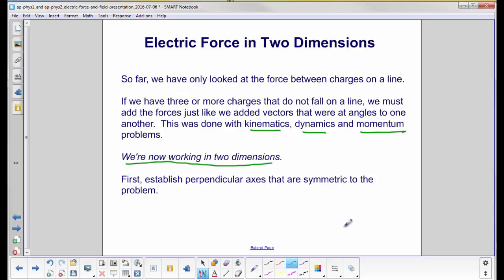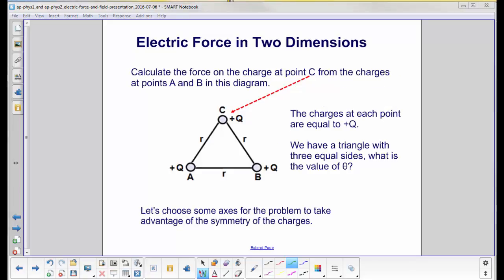First, establish perpendicular axes that are symmetric to whatever problem we have. Calculate the force on the charge at point C from the charges at point A and point B on the below diagram. The charges at each point are equal to positive Q. We have a triangle with 3 equal sides. There you go, there's R again. Remember, R doesn't have to be a radius, it can just be a distance or a displacement. What is the value of theta? And while you're thinking about that, let's also choose some axes for the problem to take advantage of the symmetry of these charges.